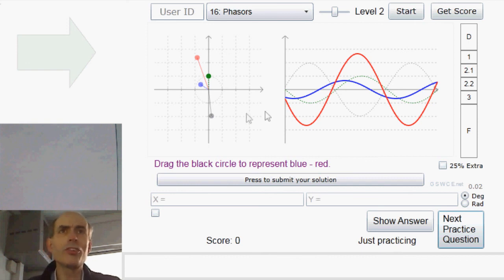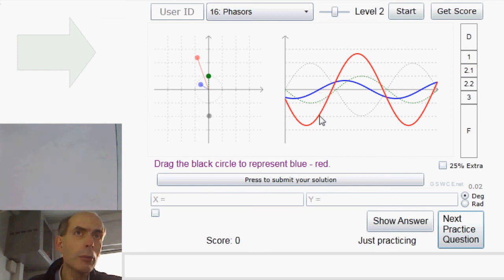And we can sort of check that by looking over here and seeing what this dotted black waveform looks like. When red is 0, it should be equal to blue. It's not exactly. Let's move it around in phase a bit. When red is 0, it's equal to blue. That's a bit closer. And when blue is 0, it should be equal and opposite to red.